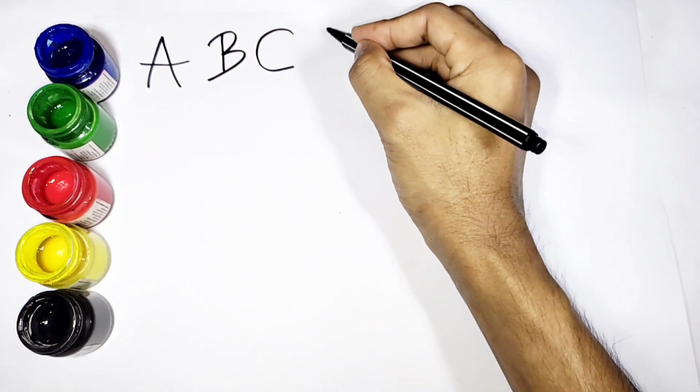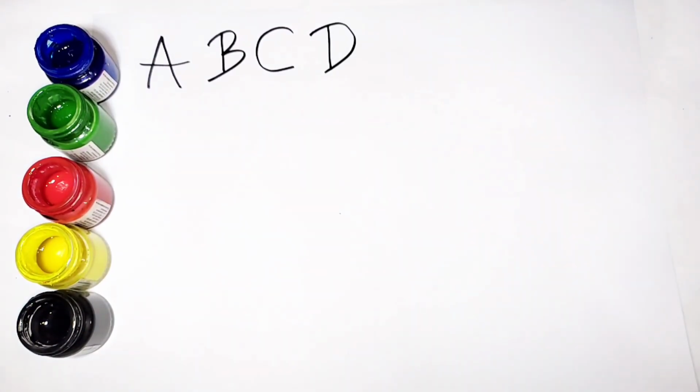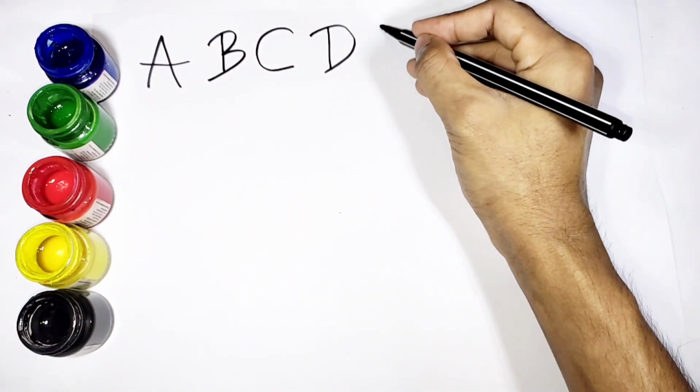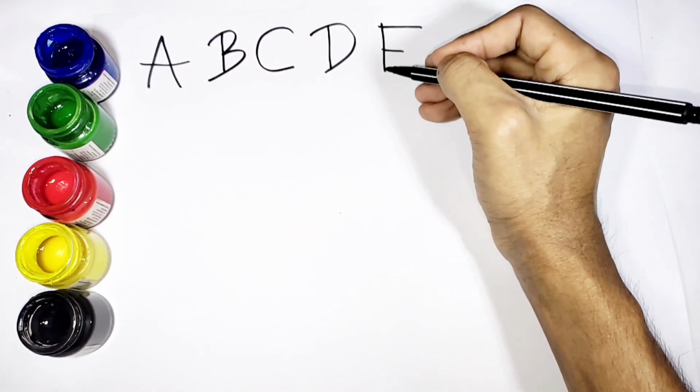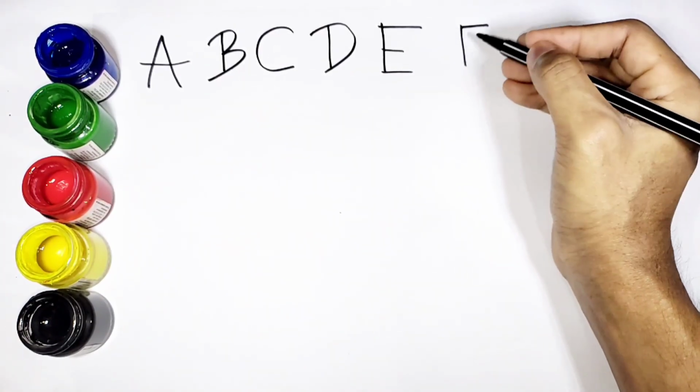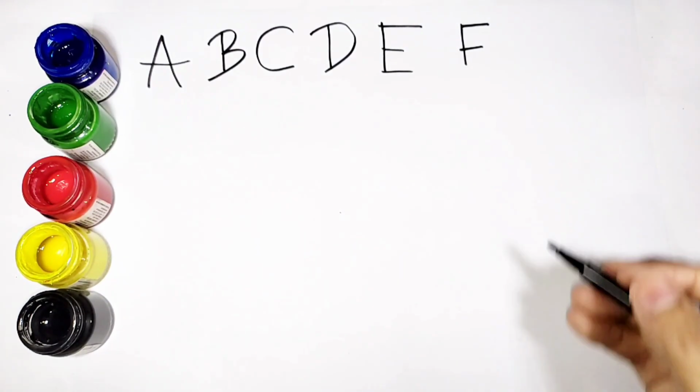And the next one is C. C for cow, C for cat. Kids, the next one is D. D for dog, D for doll. The next one is E. E for egg, E for elephant. And the next one is F. F for fish, F for fan.